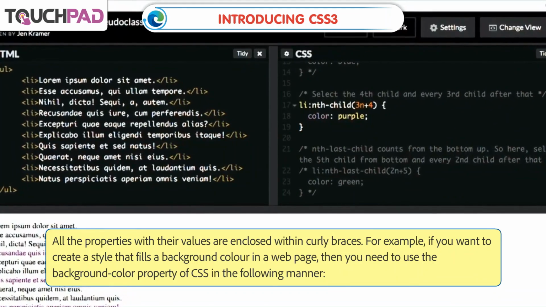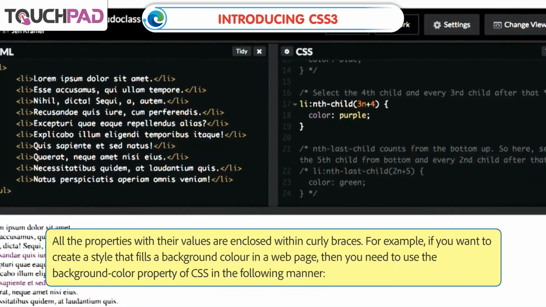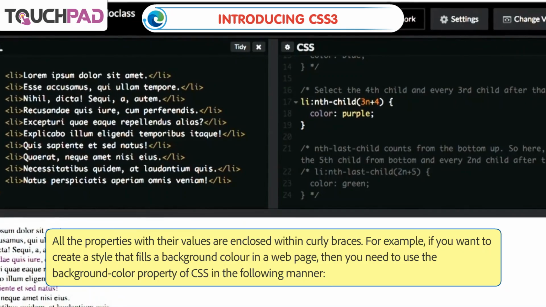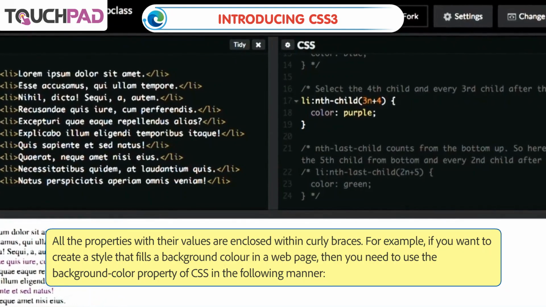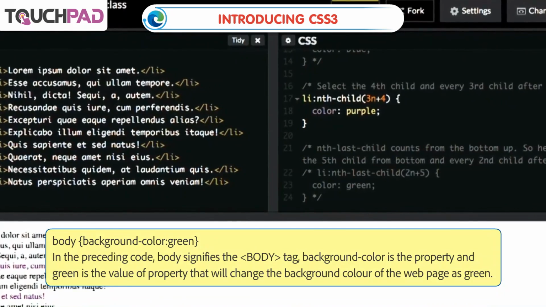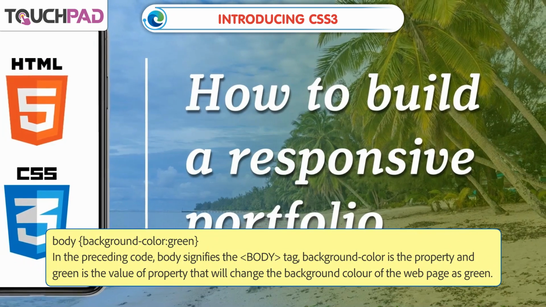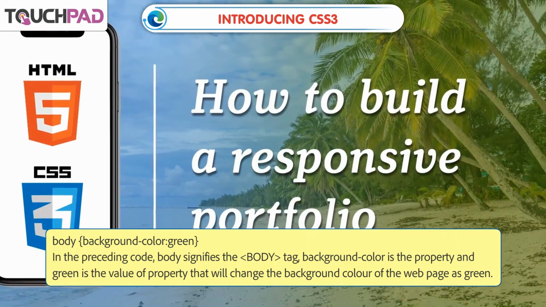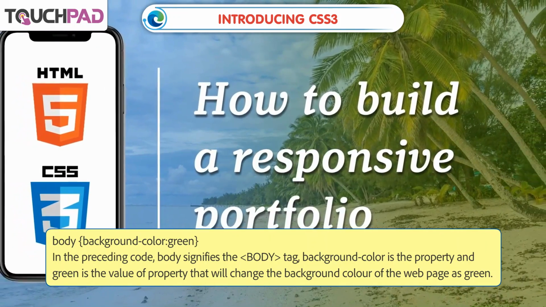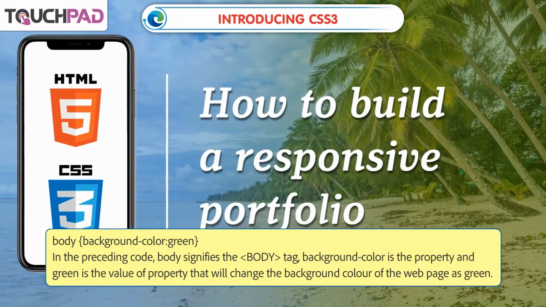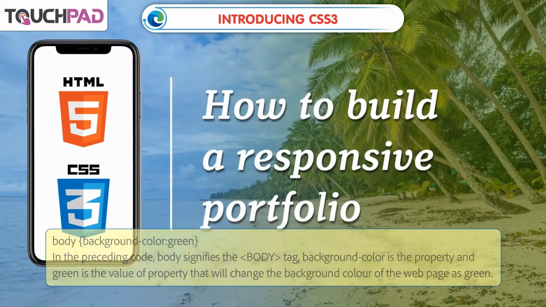For example, if you want to create a style that fills a background color in a web page, then you need to use the background-color property of CSS in the following manner: body { background-color: green; }. In the preceding code, body signifies the body tag, background-color is the property, and green is the value of the property that will change the background color of the web page to green.